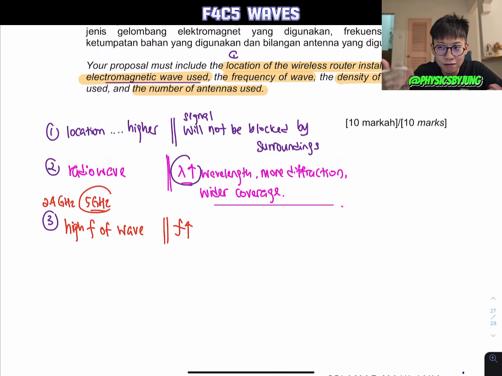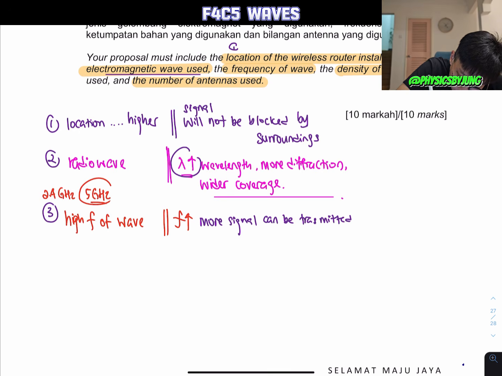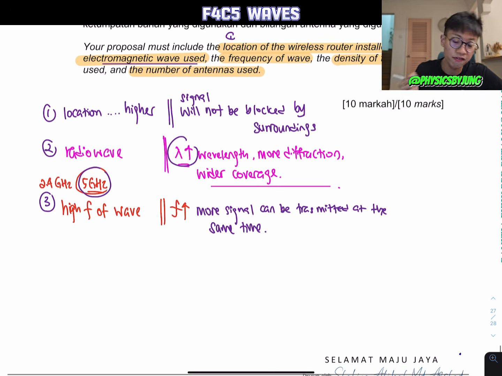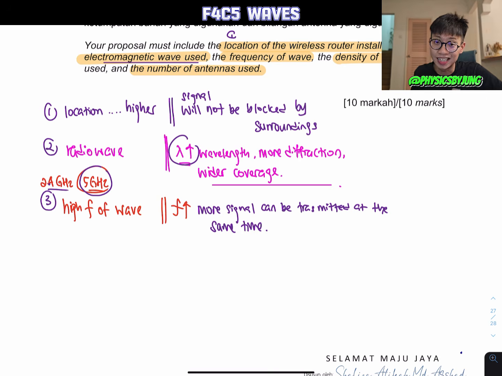Okay. Now, when you have high frequency, means you have more signal. If you have more signal, what's the advantage? So you can see now more signal can be transmitted at the same time. Okay. Means 1 second, I can transmit 5 giga wave. If you use 2.4, your speed is half because 1 second you can only get 2.4 gigahertz.